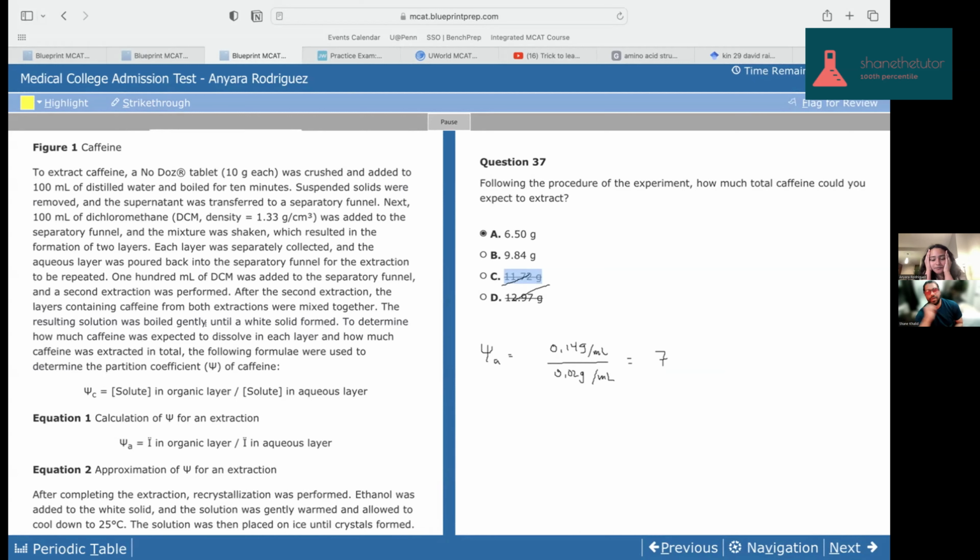Yeah, so okay, so we have our partition coefficient of 7, which means that caffeine is 7 times more likely to be in the organic layer than in the water layer. And then for the extraction, you start off with 10 grams. And I guess we have two extractions in a row. So the first extraction, you would use the partition coefficient to figure out how much caffeine will actually go into that DCM solvent, right?